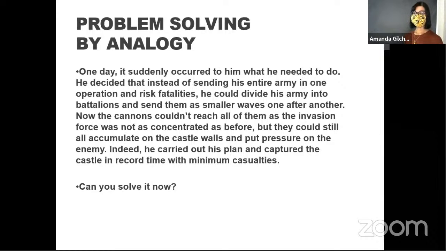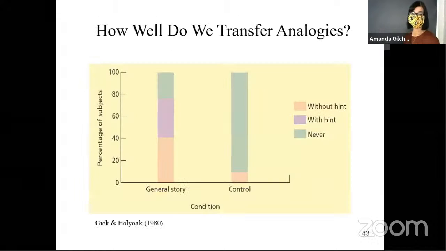So instead of using the laser at full strength, you have smaller waves and you slowly surround the tumor that way, so you're not damaging the healthy tissue by blasting it at full strength with the laser. Can you see the underlying similarities between the two problems and the ultimate solutions? So this is what is called problem solving by analogy.